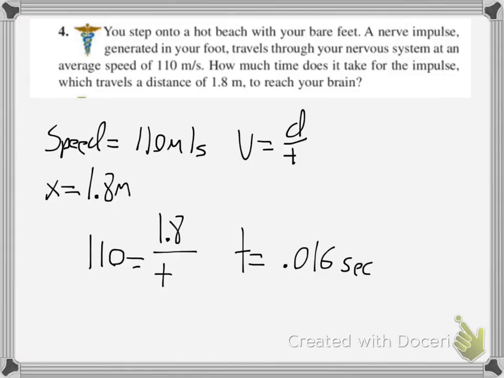So we would say that our time is 0.016 seconds, which makes sense because nerve impulses are really fast. So in order for it to travel to your brain, it would take about 0.016 seconds.